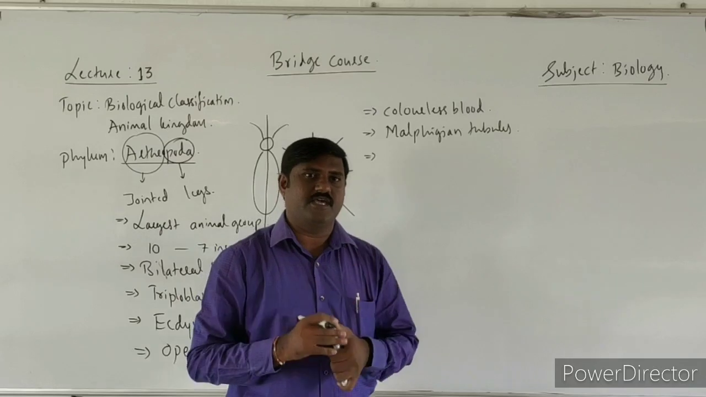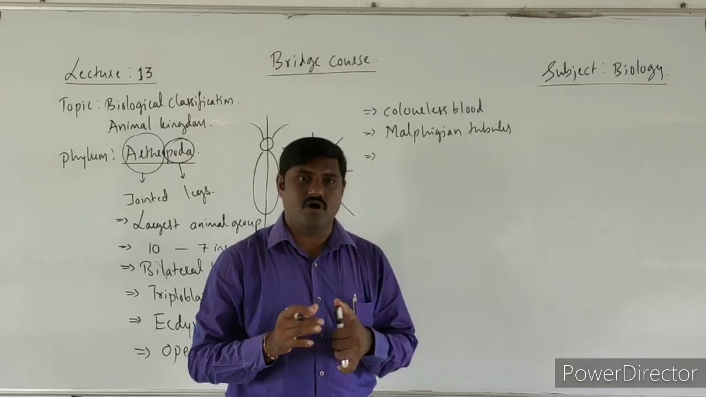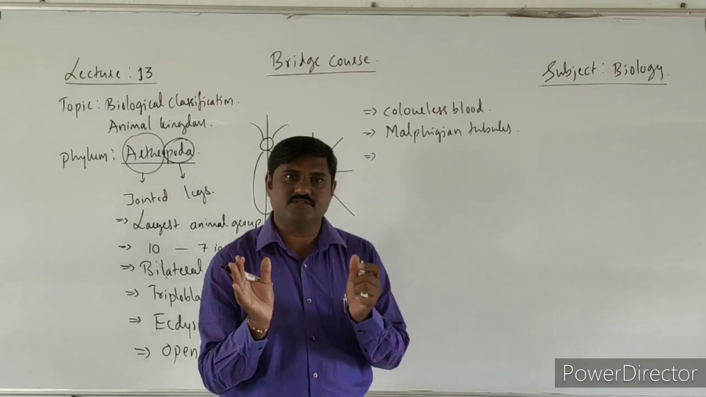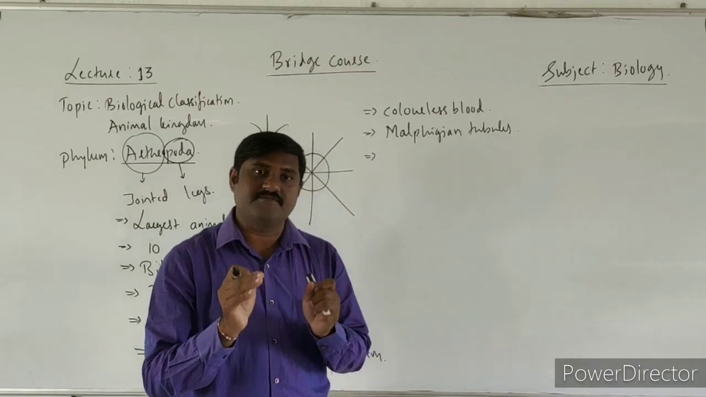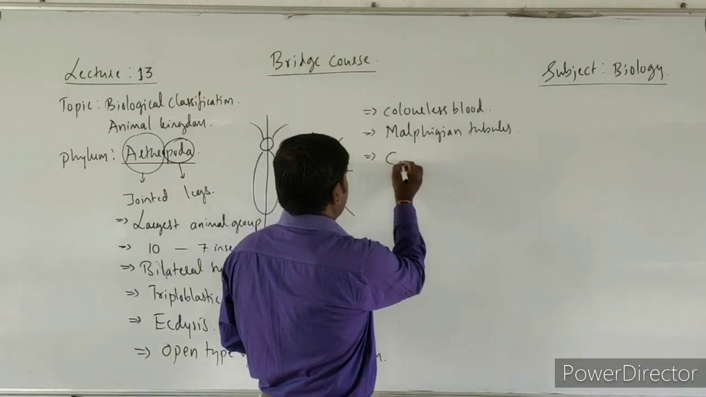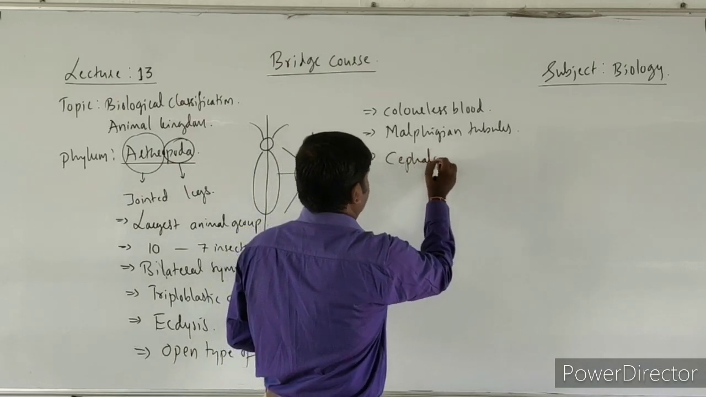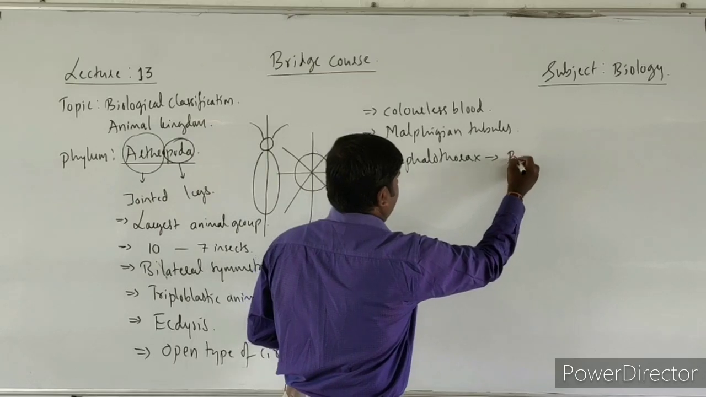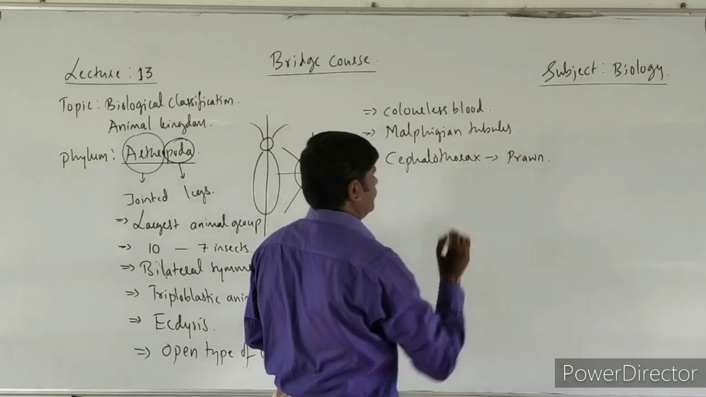Sometimes in some animals, like prawn, what happens? The head fuses with the thorax, forming the cephalothorax. What is that? Cephalothorax. An example for this is prawn.